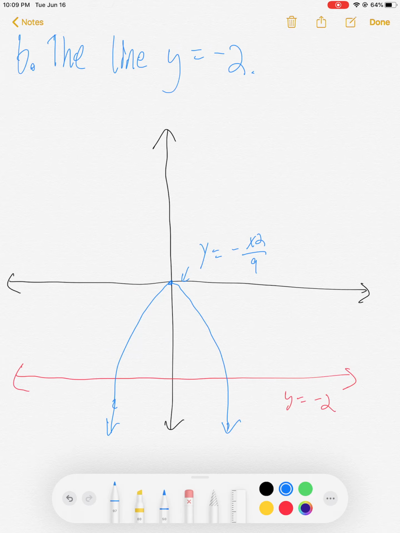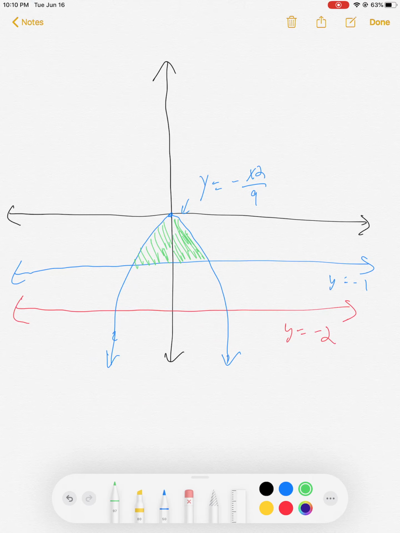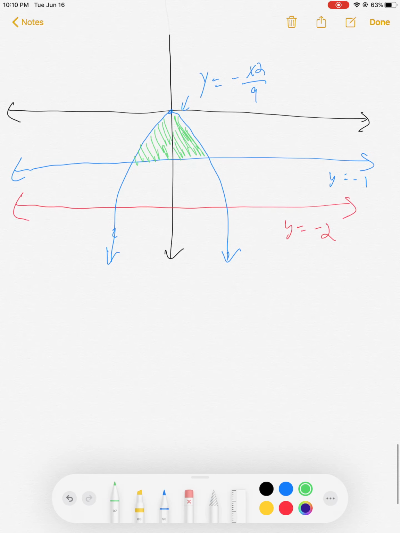And now the other bounding curve is the line y equals negative 1. So that means that our area, the region which we want to revolve, is this region here. Okay, so we need to be a little bit careful here. This is going to make use of a second formula, which is quite similar to the first one. This is going to be a washer problem. I hope that sounds at least vaguely familiar to you.